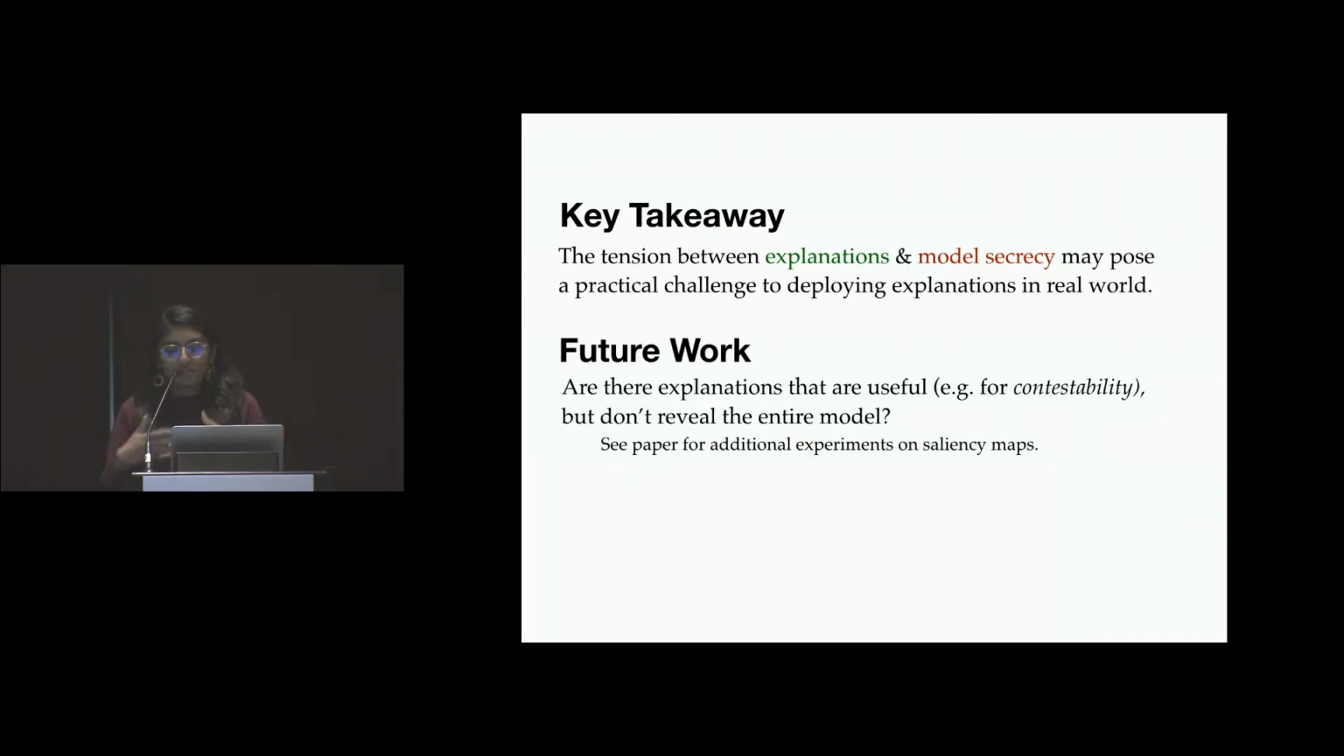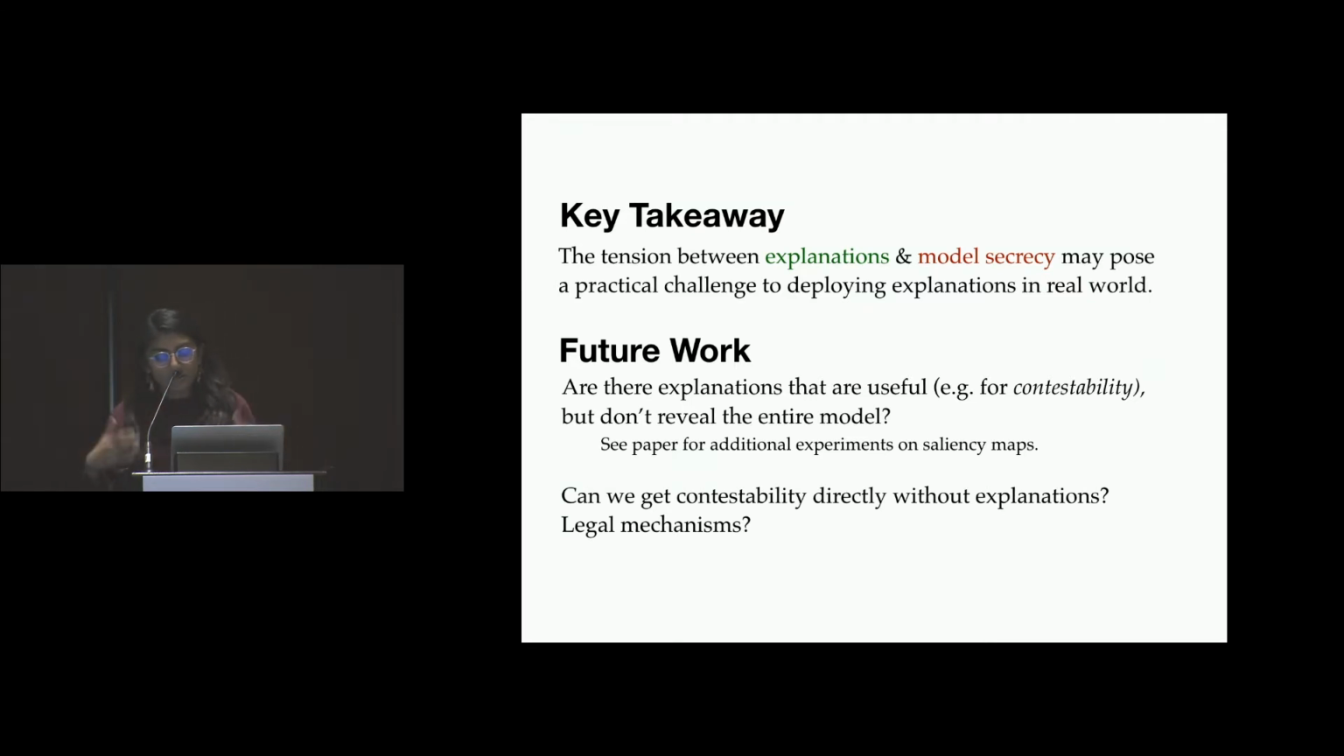For future work, there's a lot of directions. First of all, are there explanations that are useful for something we want explanations for, but don't reveal the entire model? This is actually a very nuanced question because it requires us to, one, know what we want explanations for, and two, know what kinds of negative side effects we're trying to avoid via those questions, and then the burden is to show that we get the former without the latter.